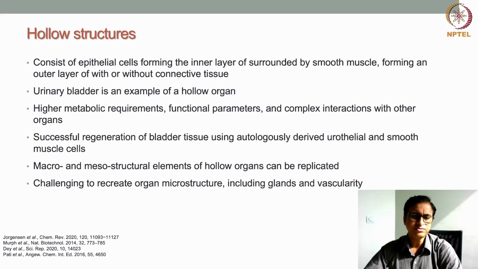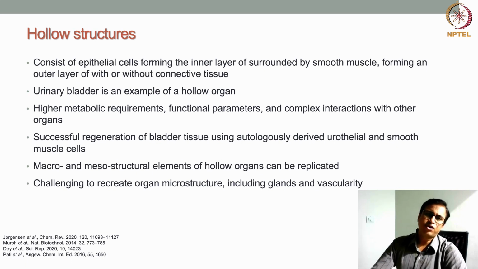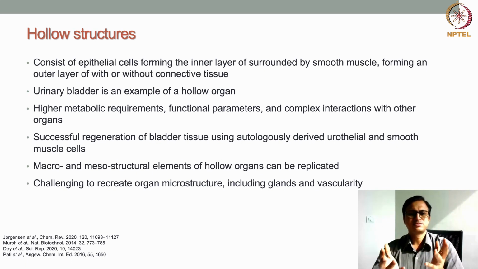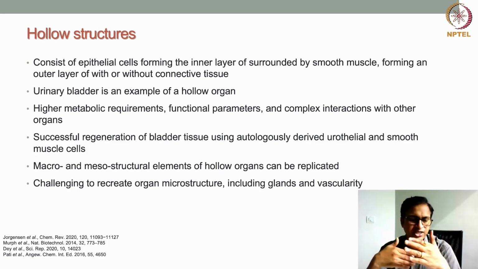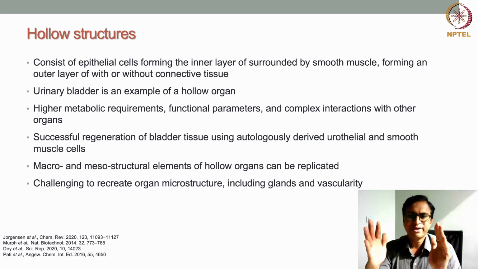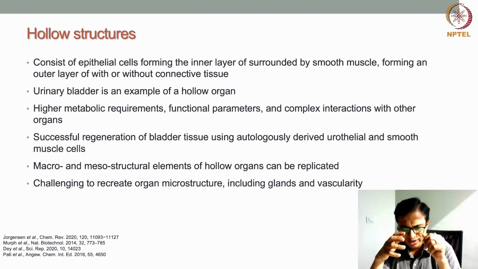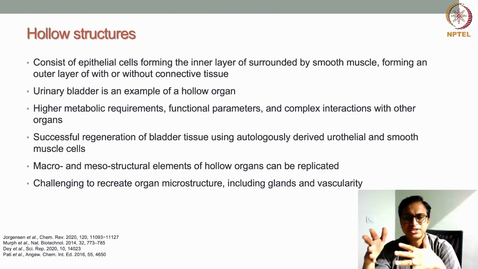The next is the hollow structures. Hollow structures typically consist of epithelial cells present in the inner layer, surrounded by smooth muscle forming an outer layer. There can be connective tissue present within this, or in certain cases connective tissue is not present. But typically this is the structure. So that is the macro and microstructure of hollow structures. The urinary bladder is a very great example of a hollow organ, but there are certain other organs also that people have been targeting to develop by bioprinting.